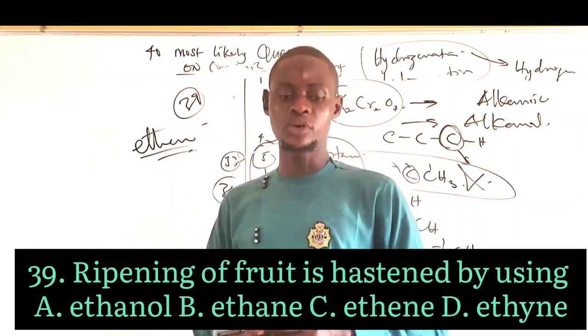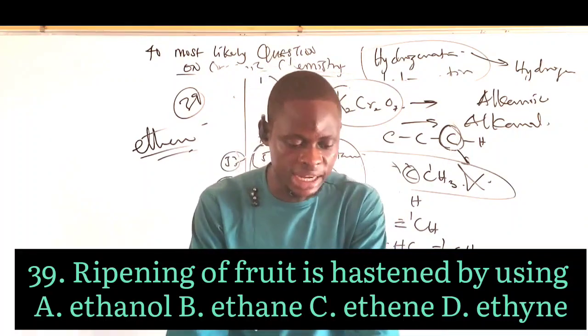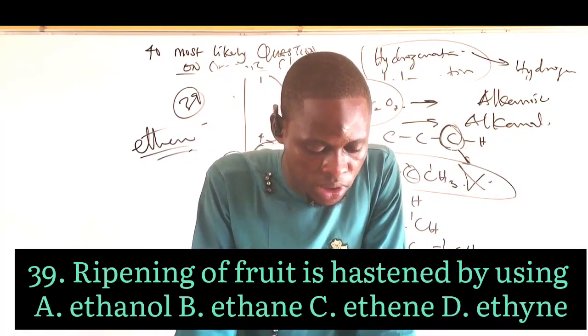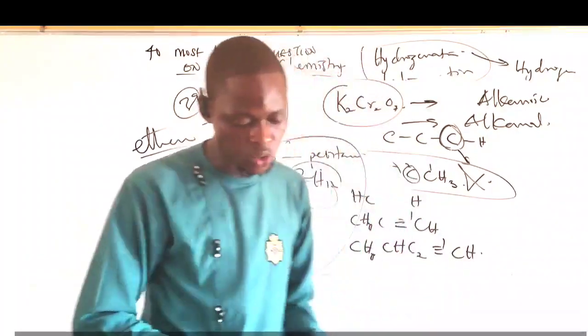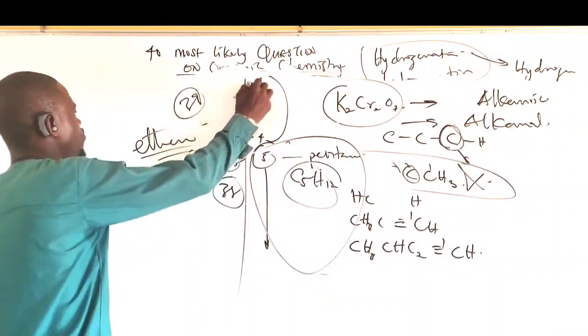We make use of ethene for what? Ripening of fruits. Option A, ethanol. Option B, ethane. Option C, ethene. Option D, ethyne. Our answer is what? Ethene. Now the last question but not the least, which is question 40.